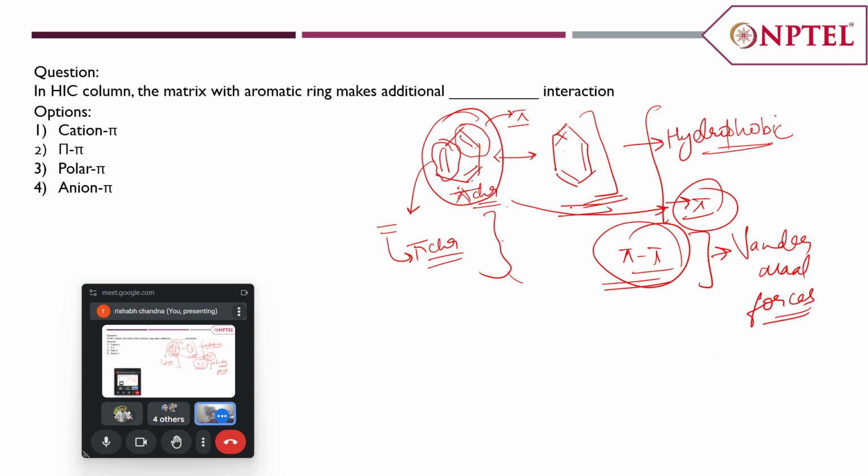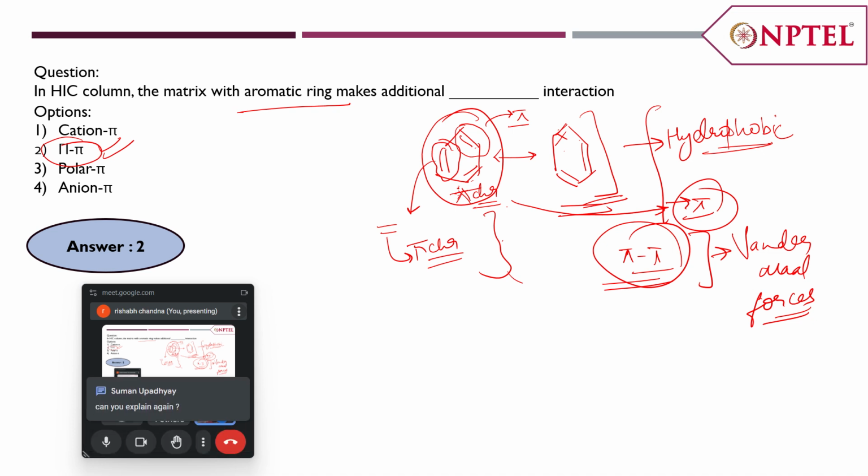Okay, so here, when we are using an aromatic ring, they will bind through the hydrophobic interactions along with the pi-pi interactions as well. Okay, so the correct answer is option number 2. So just remember, in case of hydrophobic interaction chromatography, whenever we are using any aromatic rings, in that case, the pi-pi interactions will come into picture.